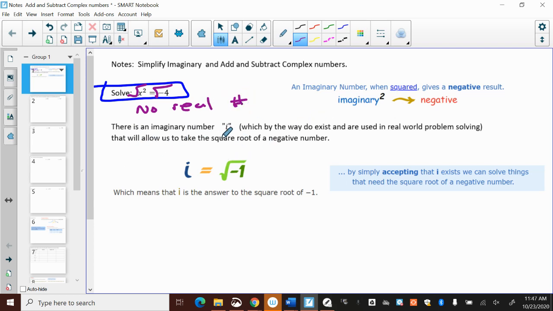There is an imaginary number i, which, by the way, does actually exist and is used in real world problem solving. The main way it's used is in electric circuits and stuff like that. I don't fully understand it, but I know it is used there. This will allow us to take the square root of a negative number. So this letter i is the square root of -1, which means that i is the answer to the square root of -1. So simply by accepting that i exists, we're able to solve problems that we weren't able to solve.